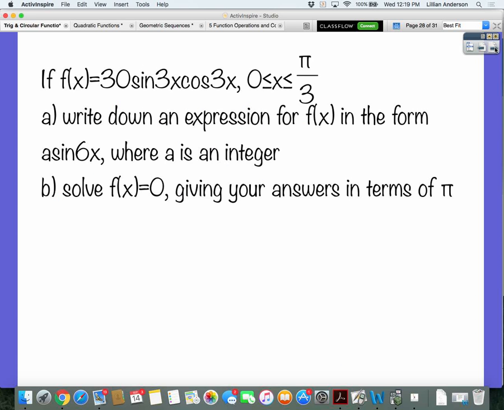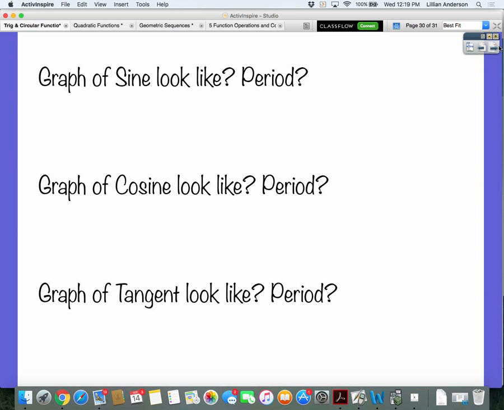Alright, let's skip over the other examples. If we have time, we'll go back to them. I want to talk about the graphs of sine, cosine, and tangent. What do they look like? Draw on your board. Draw what sine and cosine look like on your whiteboard.